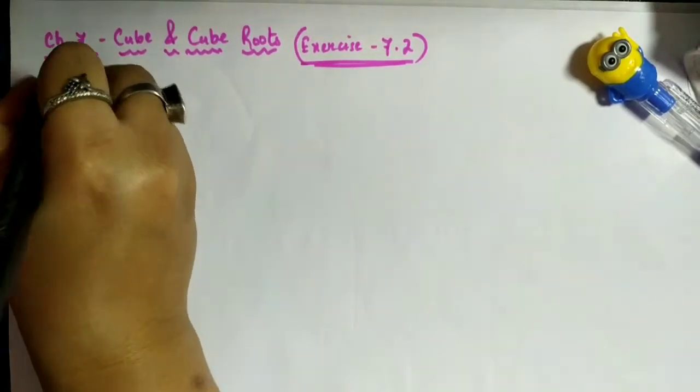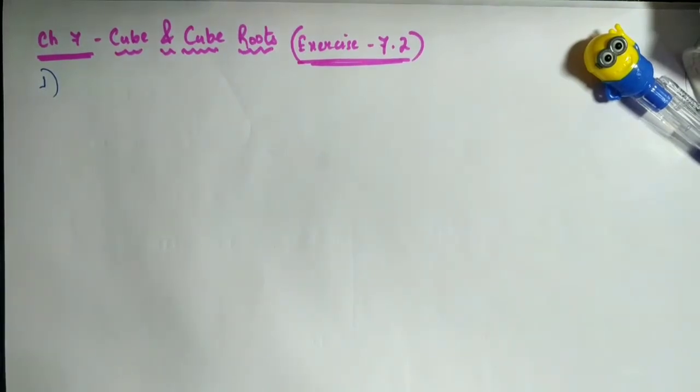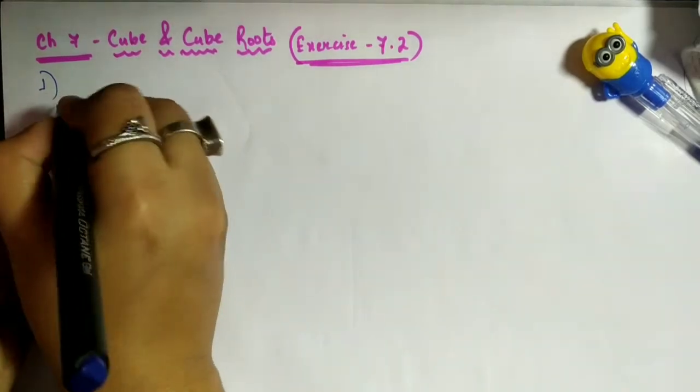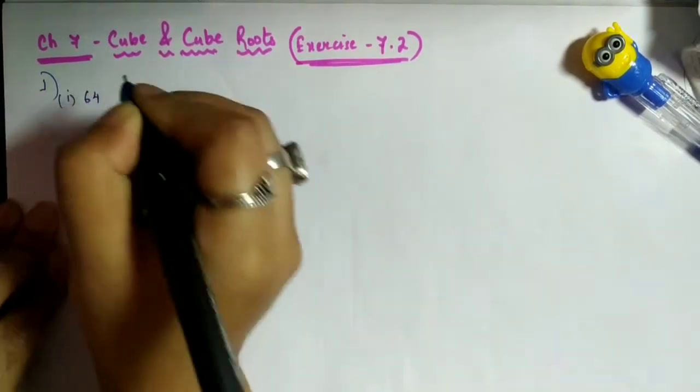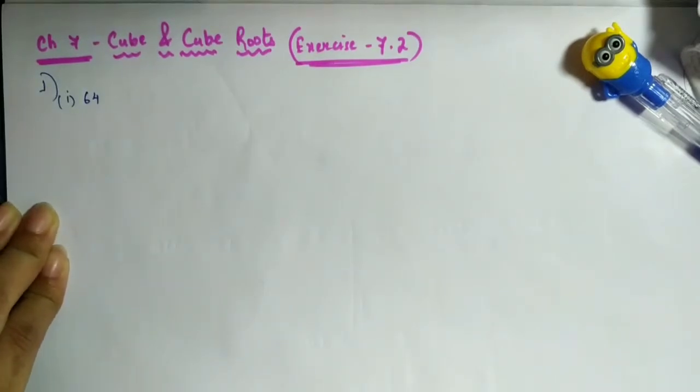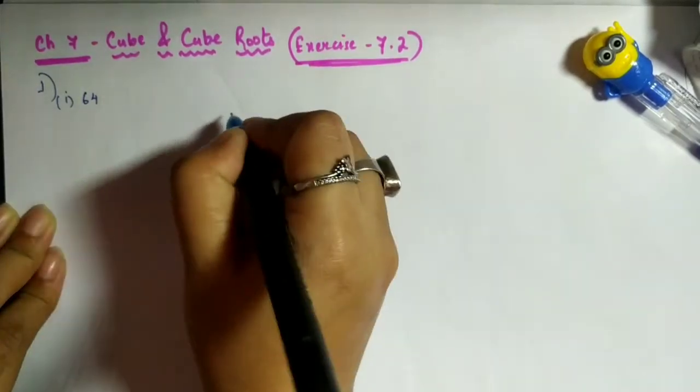What is given in question number 1 is: find the cube root of each of the following numbers by prime factorization method. So we'll have to find the cube root of these given numbers. So let's get started with the first question. The number given is 64. So first, you have to prime factorize the number.